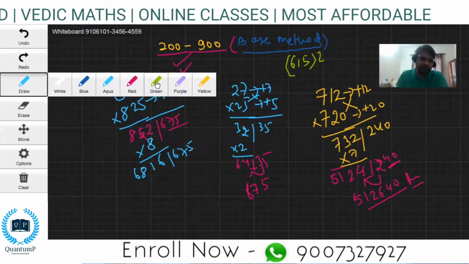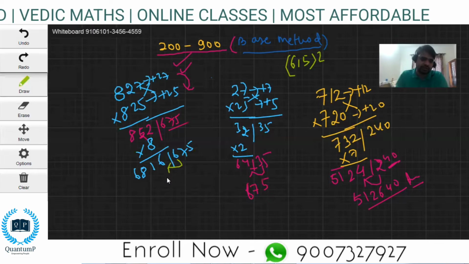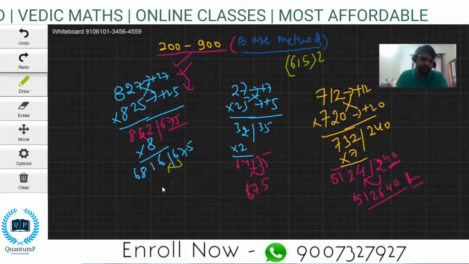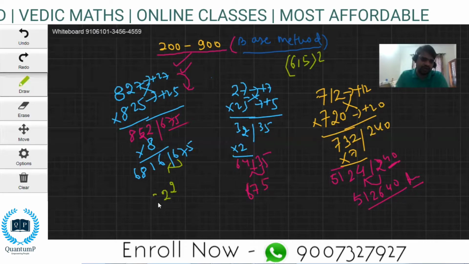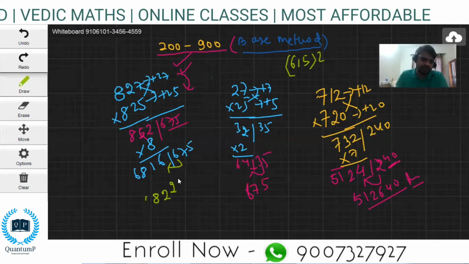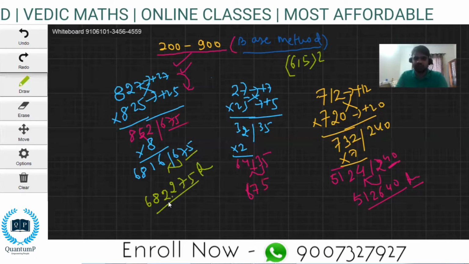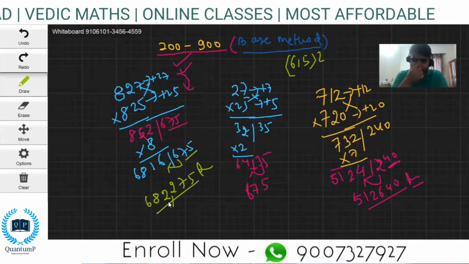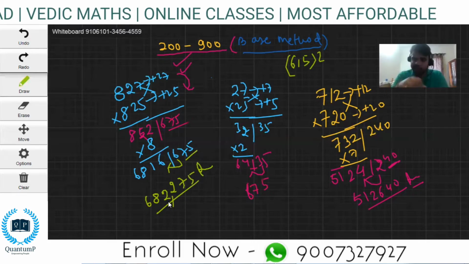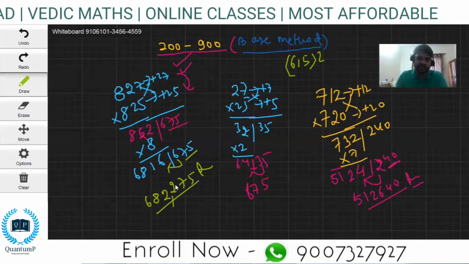This 6 will move to this side, right? So this will become 2. This will become 2. This will become 8, and this will become 6. And this 7, 5 is just here, right? Tag. So 6,82,275, right? Correct. So you can see that we are doing 800 base, right? Correct.